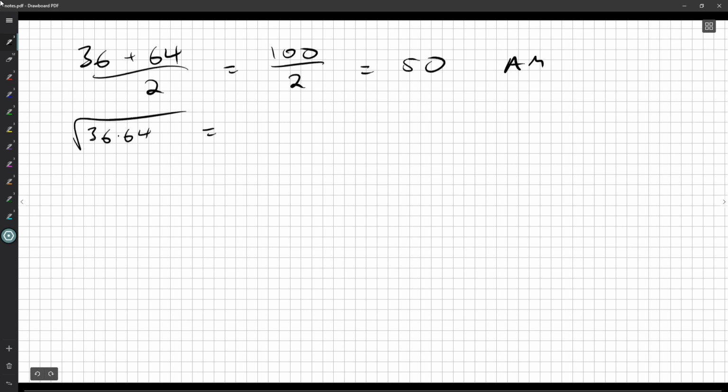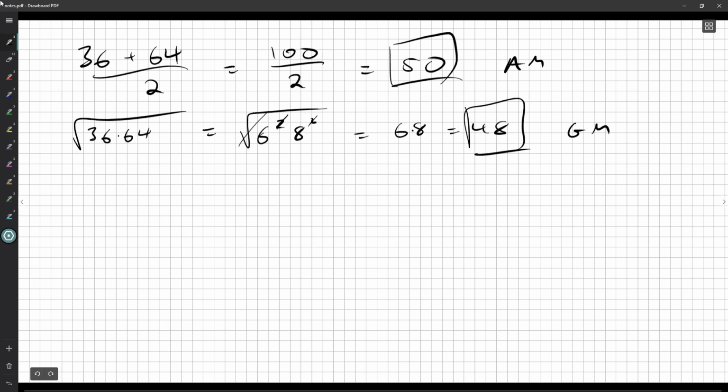The geometric mean, square root. I noticed that there's squares. I'm not going to multiply them out. I'm just going to say square root and squares cancel out, so it should be 6 times 8, 48, the geometric mean. Okay. So there we go. Probably 1 mark for that, 1 mark for that.